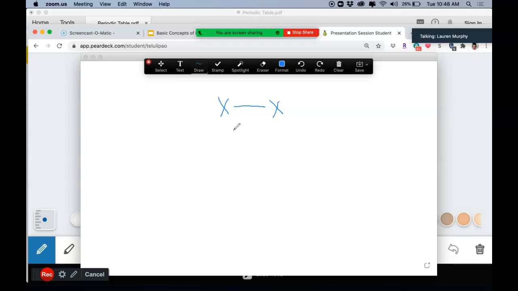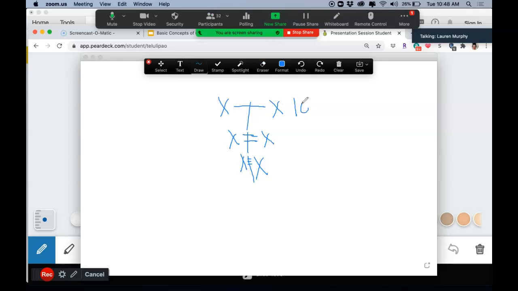Single bond, double bond, triple bond. Easiest to break, longest distance; harder to break, a little bit shorter; even harder to break, and shortest distance. Okay, so long bond length, short bond length.